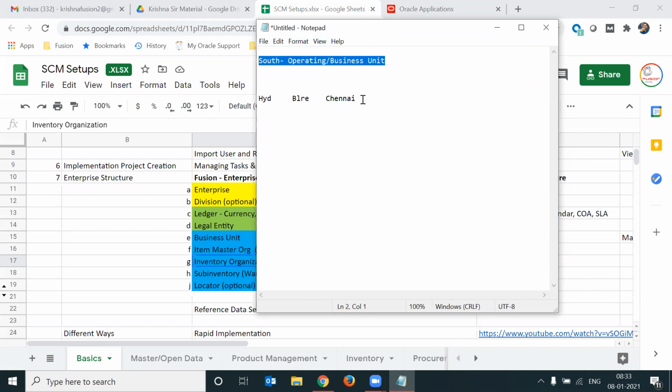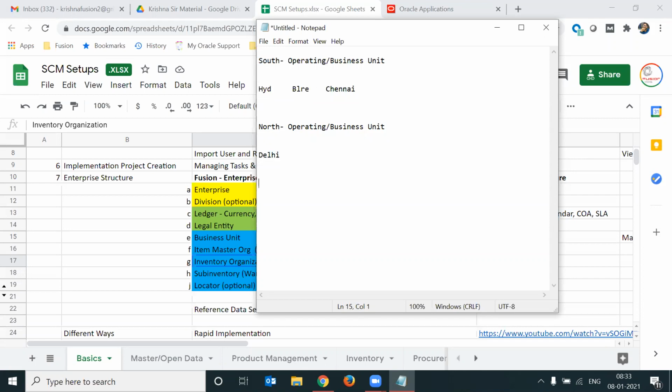Suppose you take north, Delhi, other north regions that you are operating. Okay, so what happens if I classify like this? If I want to see the performance of my south region, I can track it easily. If I want to see the performance of north region, I can track it easily. Okay, and this is an India example, right?